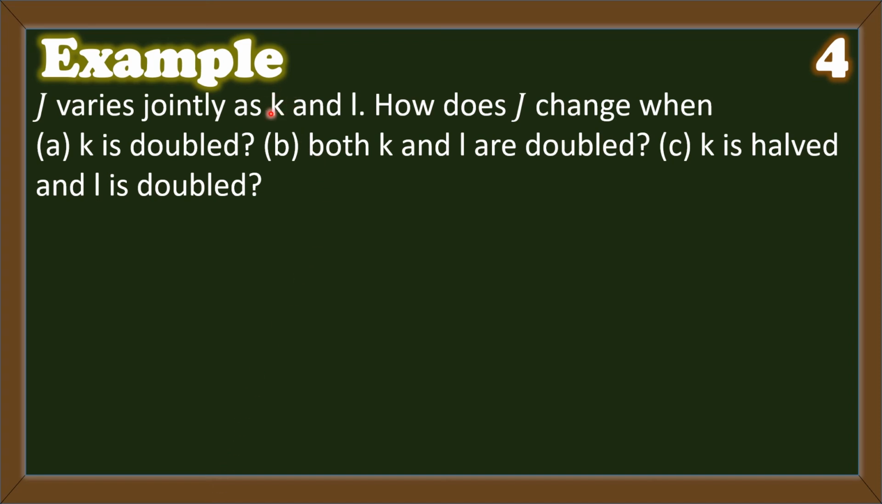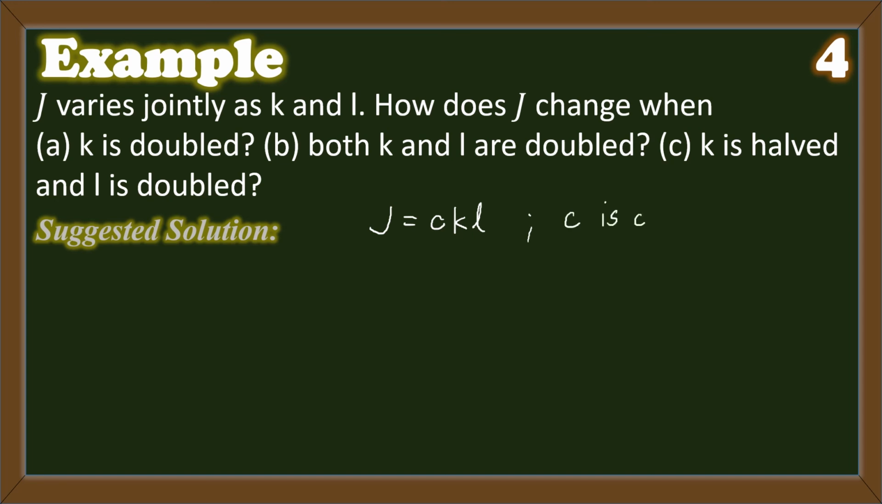Bago natin isolve, mapapansin na ang K ay ginamit sa problem na ito bilang isa sa mga variables. Dahil ito ay ginamit bilang isa sa mga variables, hindi natin maaaring gamitin ang K bilang constant of variation. Sa ganitong sitwasyon, maaari tayong gumamit ng ibang letter ng English alphabet bilang constant of variation. This time, gamitin natin ang C as the constant of variation. Narito ang ating suggested solution. Para sa ating equation of variation, J is equal to C times K times L. Dito, ang C ang ating constant of variation.